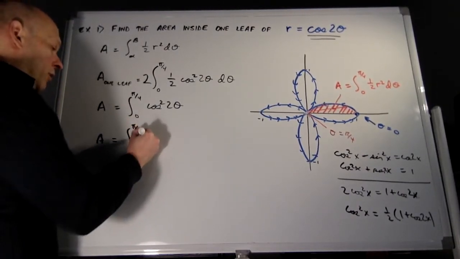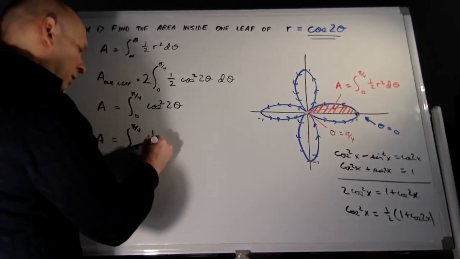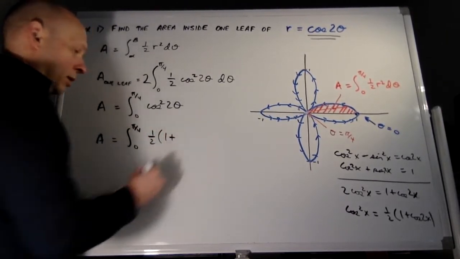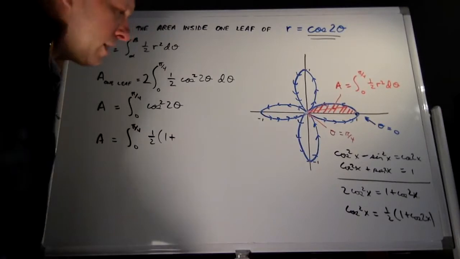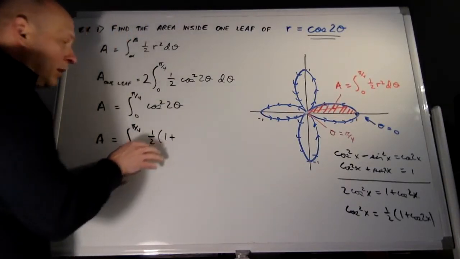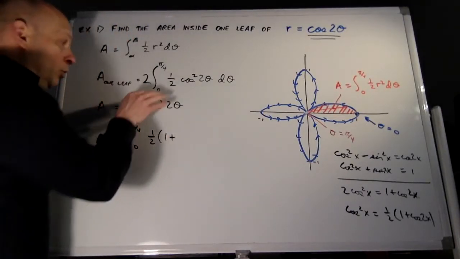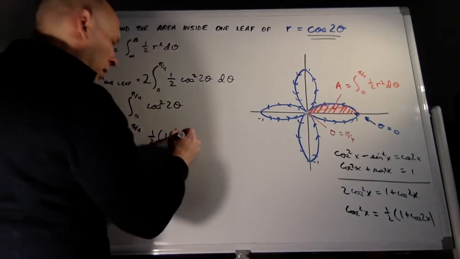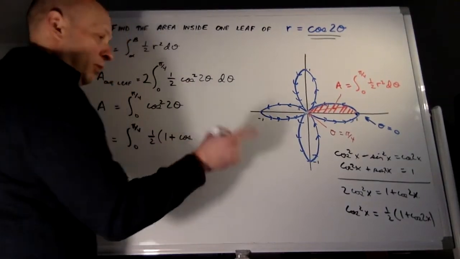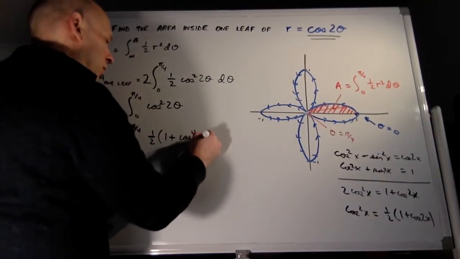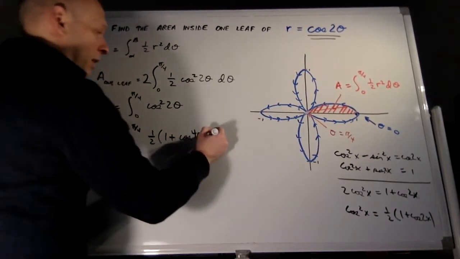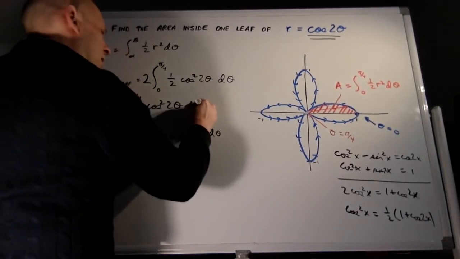So we have the integral from 0 to pi over 4 of 1/2 times 1 plus cosine 2x. If I'm taking the cosine squared of x, well, here I'm taking the cosine squared of 2 theta, so it's going to be 1 plus cosine of 2 times 2 theta. So that's 1 plus cosine 4 theta. And then, of course, our d theta, which I forgot to write here.